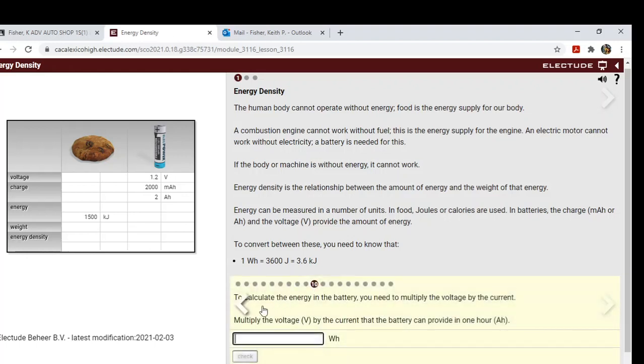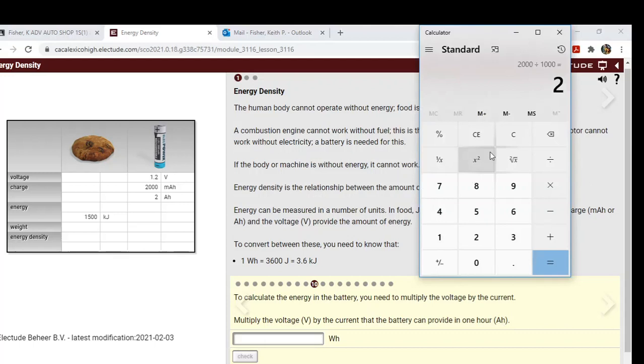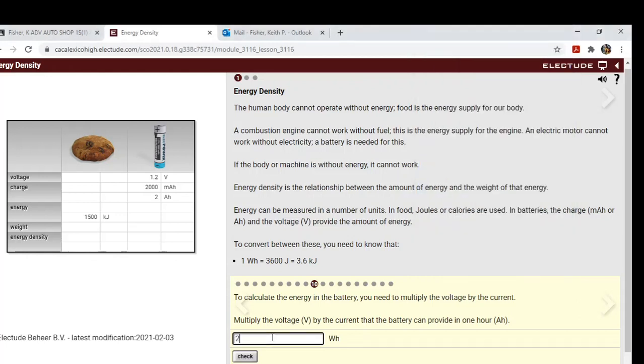Question 10. To calculate the energy in the battery, you need to multiply the voltage by the current. Multiply the voltage by the current that the battery can provide in 1 hour. So we're going to be doing 1.2 volts times 2 amp hours. That's 1.2 times 2, which is 2.4 watt hours.